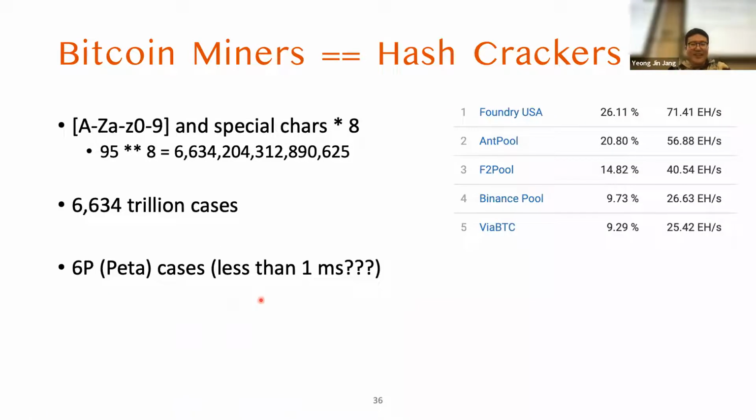The implication of this is that if we use all the characters, including special characters, with 8 length, then this is the amount of hashes that need to be calculated. This is actually 6 petahashes. They can process 71 exahashes, which is 71,000 petahashes. So your password can be cracked in less than 1 millisecond. So even if this number is bigger, do not believe that your password is secure.